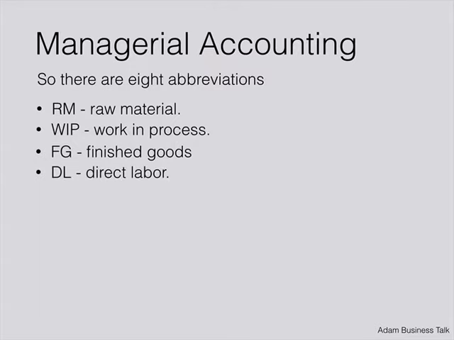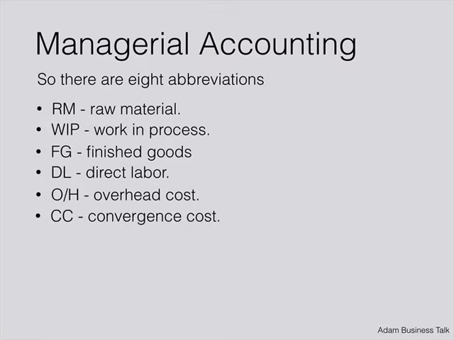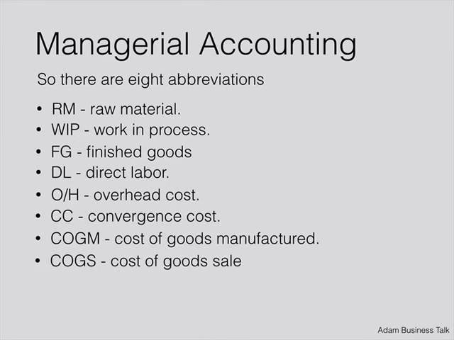Direct labor is also the dollar amount that I have spent to manufacture the products. Overhead costs, the costs that I cannot relate directly to the products like rent, insurance. Conversion costs, meaning the addition of direct labor and overhead costs. Cost of goods manufactured is, it's very obvious, the dollar amount for how much money I needed to manufacture those products. Cost of goods sold is how much is the cost for the products I have sold.